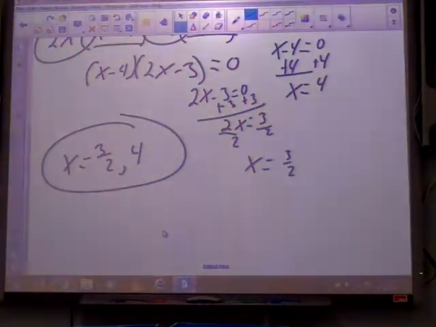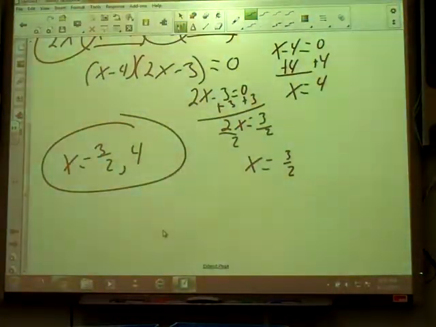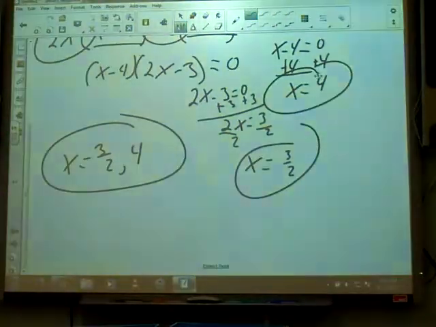Do you have to write it like that, or can you just write it like x equals both of them? Yeah, you can do that. That's fine. Like what Jody's saying is right here, she just circled those answers. That's fine.